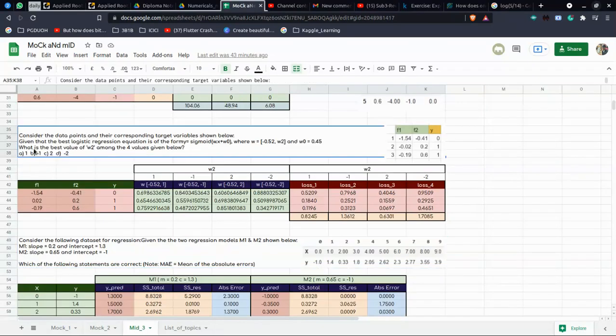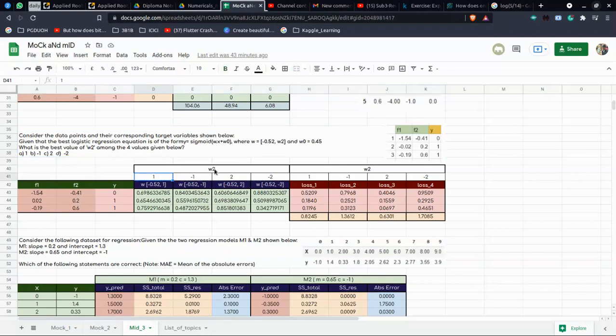Right, so they have given this 4 value, and f1 and f2 and y are given. So first, what I am doing is taking w2 equal to 1, then minus 1, 2 and minus 2, and predicting the probability, right? So these are nothing but my probability values. Now it looks beautiful, right?